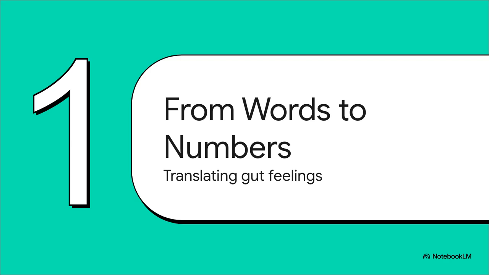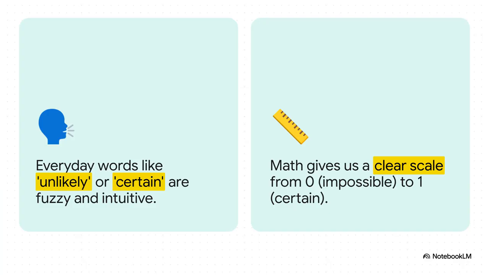This is that crucial first step where we take our gut feelings about chance and turn them into a clear, universal language that everyone can understand. We throw around words like unlikely or certain all the time, right? But what do they really mean? Well, math cuts right through all that fuzziness.